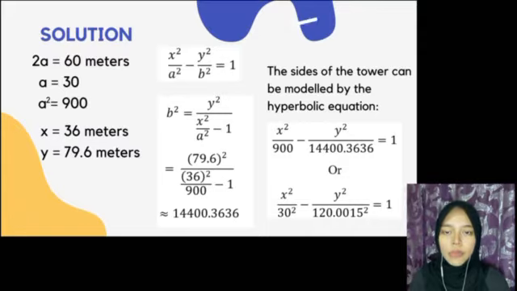Then substitute the values of x and y into the hyperbola equation, and we get b squared approximately equal to 14400.333. The side of the tower can be modeled by the hyperbola equation x squared over 900 minus y squared over b squared equals 1, or x squared over 30 squared minus y squared over 120.0015 squared equals 1.